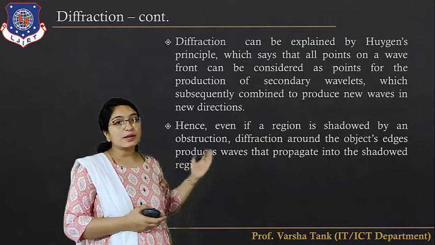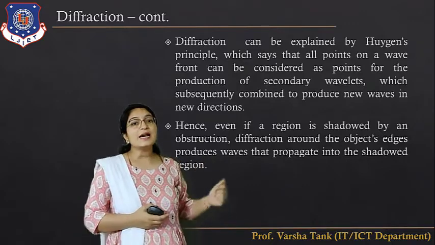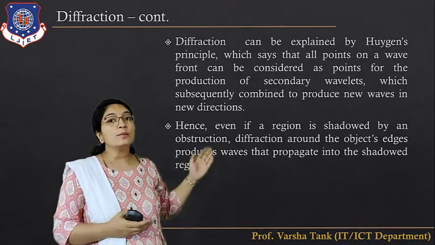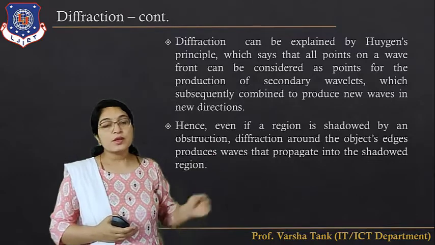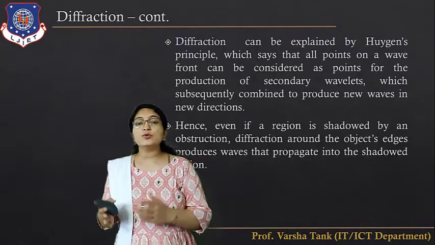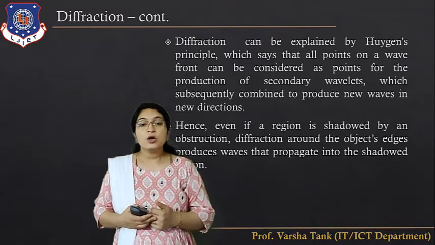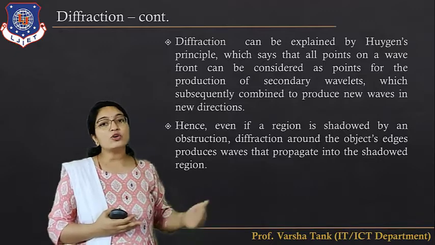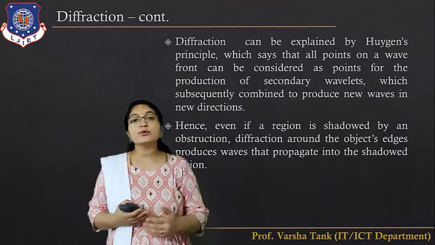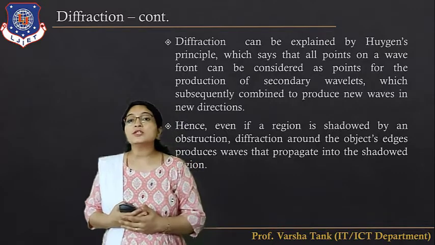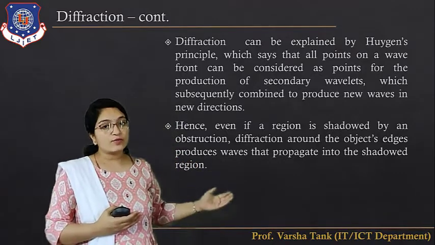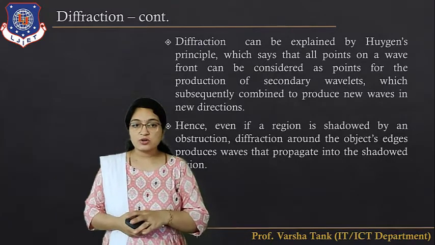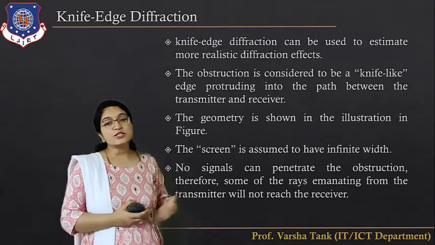Diffraction can be explained by Huygens principle, which says that all points on a wavefront can be considered as point sources for the production of secondary wavelets, which subsequently combine to produce new waves in new directions. Hence, even if the region is shadowed by an obstruction, diffraction around the object's edges produces waves that propagate into the shadowed regions. But if diffraction is there, the signals can still propagate, but with decreased strength. So let's see the knife edge diffraction model.